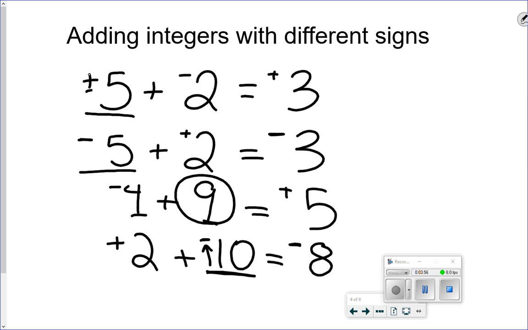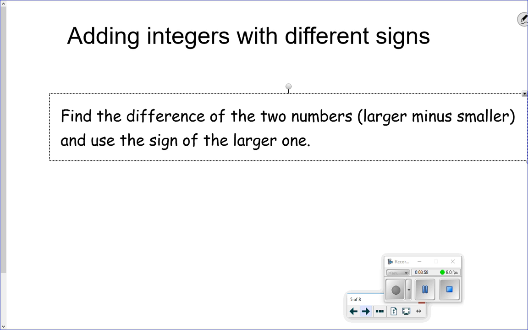Okay, so when we're adding integers with different signs, here's the rule. Again, you might want to pause it, write this down. To find the sum of two integers that have different signs, you're going to just find the difference of the two numbers, bigger minus smaller. Use the sign of the larger one. And that's your answer. That's all there is to that. So that's adding integers.